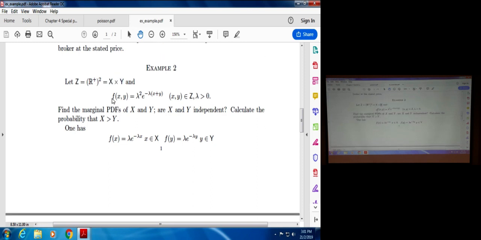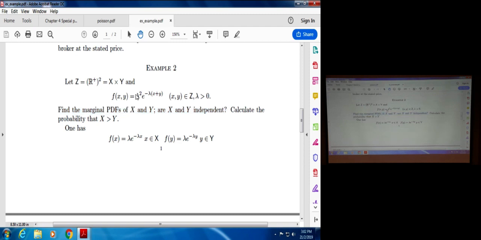And we define a joint PDF, which looks like that. Okay, and it looks very familiar because it's basically the product of two exponential densities. So x and y are in this set Z, and lambda is positive. We're asked to find the marginal PDFs of x and y, and we're asked whether x and y are independent. Now this one is very, very simple to answer. You don't have to do anything.